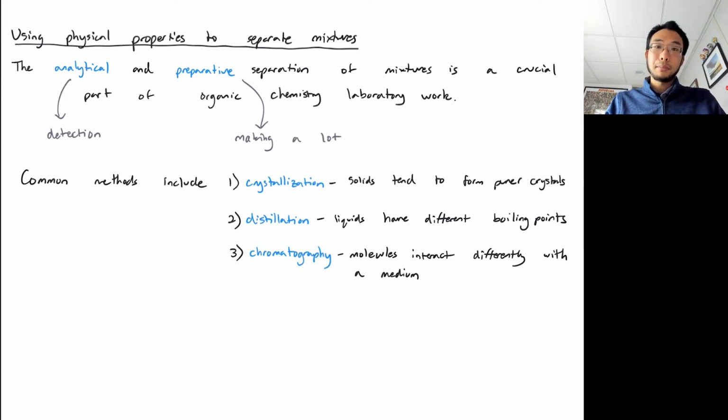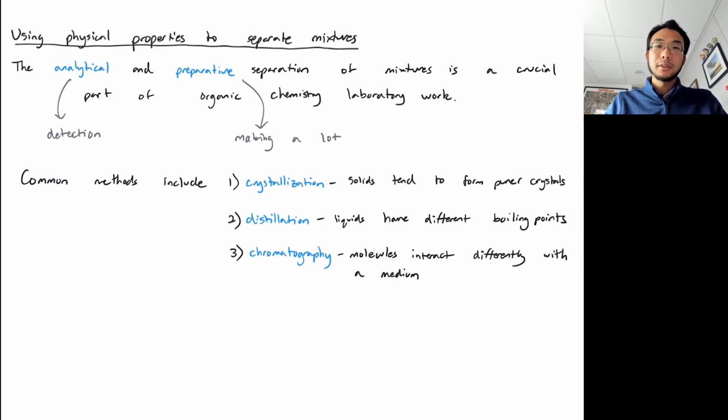The third, and probably the most important technique for organic chemists, is chromatography. This is when molecules are sent through a medium, and these molecules interact with this medium in a way such that they flow through at a different rate, so that at the end of the medium you can collect whatever is coming out at that period of time as a hopefully purified sample.